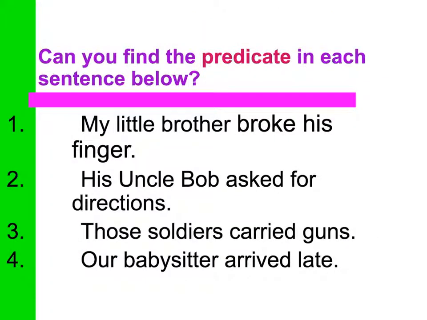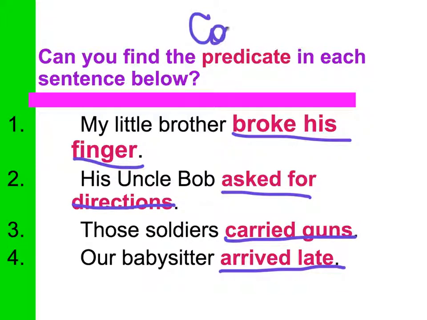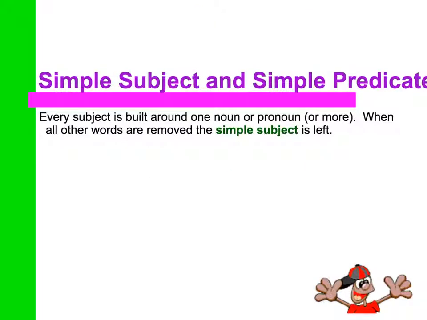Can you find the predicate in each sentence below? Take a second, pause this, and then come back and see if you can figure out where the predicate is. Broke his finger is what the subject did. Asked for directions. That's what the subject did. Carried guns. That's what the subject did. And arrived late. That's what the subject did. So the highlighted and underlined section, that is the complete predicate. That is everything that's in the predicate of the sentence.